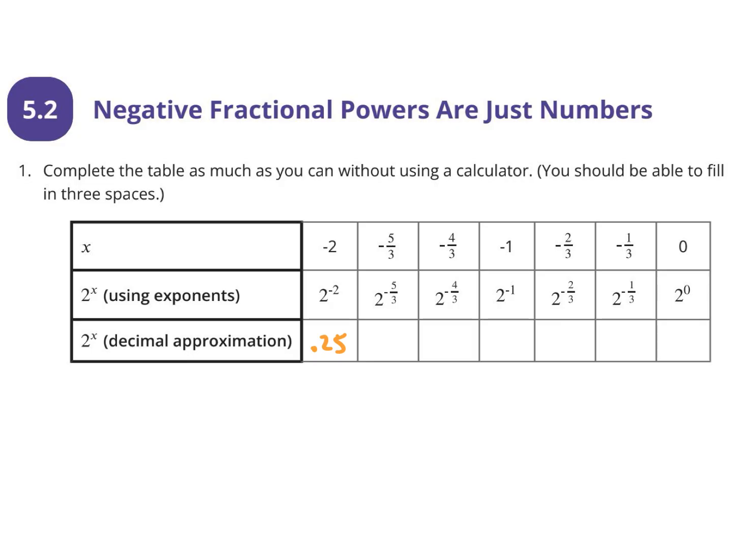2 to the negative 5/3 is about 0.3. 2 to the negative 4/3 is about 0.4. These are approximations. 2 to the negative 1 is 1 over 2, which is 0.5. 2 to the negative 2/3 is about 0.63. And 2 to the negative 1/3 is about 0.8. And 2 to the 0 is 1. So they want us to plot these points.